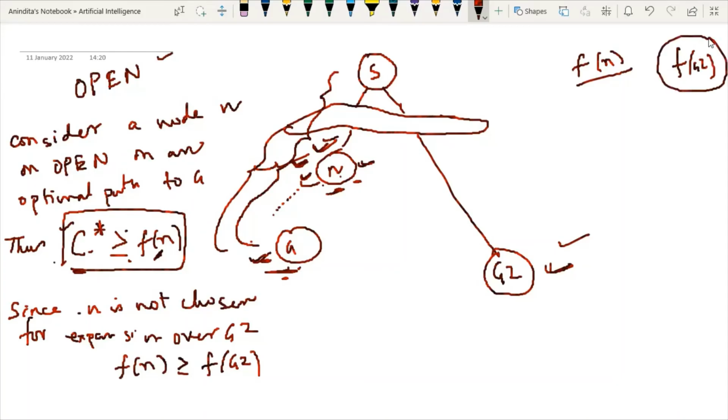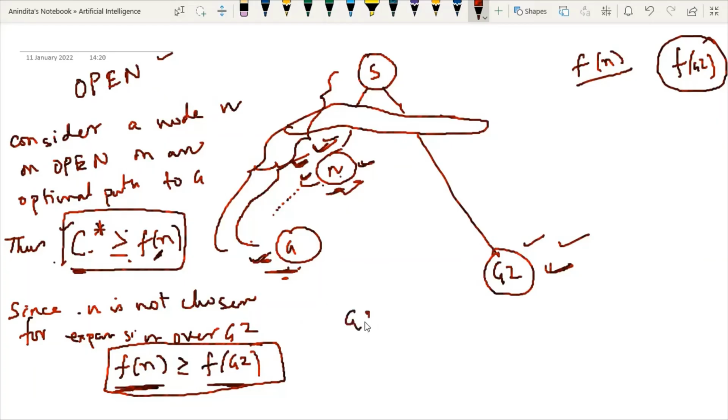That's why this path is selected, because whenever we execute the A star algorithm, we know that the node with the optimal cost, or the node with the lowest cost, will be selected. So here this one is selected, not this one. So from this, what can we conclude? We can conclude that the cost of this one, that is f(n), is greater than the cost of G2, that is f(G2). So that's why the A star algorithm has chosen this G2. This is the next thing you have to keep in mind, right?